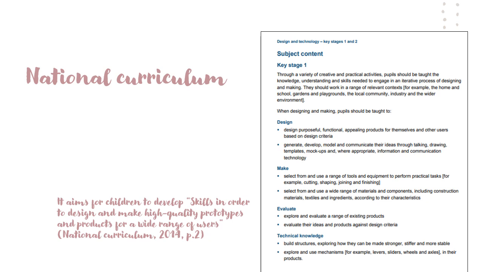Despite the importance of design and technology, David Banks notes, due to research, that DT is the most poorly taught subject in primary school. The national curriculum also aims for children to develop their skills in order to design and make high-quality prototypes and products for a wide range of users.